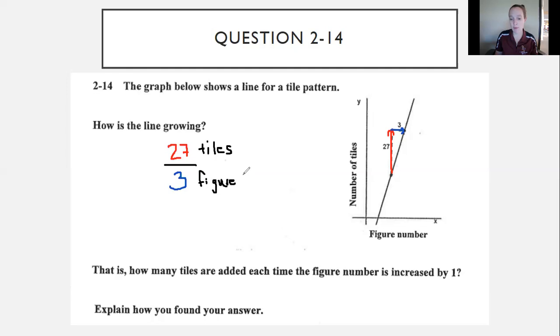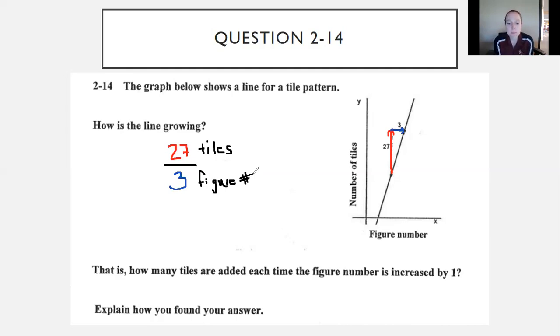So, for every, we'll say figure number, 3 figure numbers. Okay, so if you move 3 figures over, so you started at 1 and then you went 2, 3, 4, that would have added 27 tiles. But what's wrong with that?